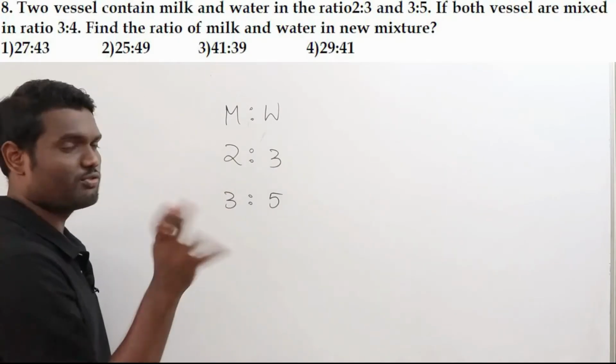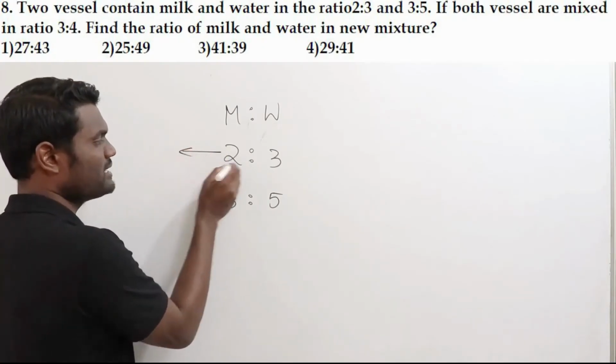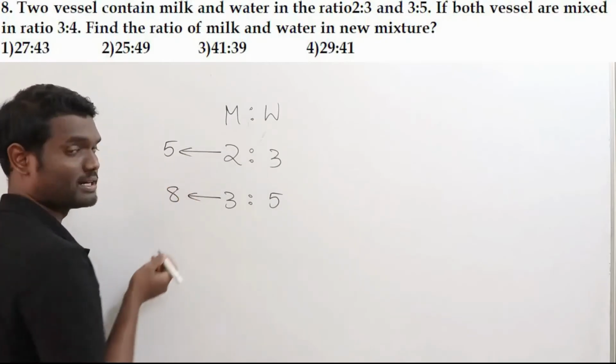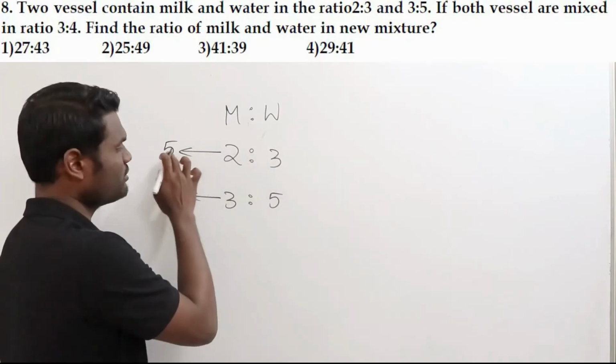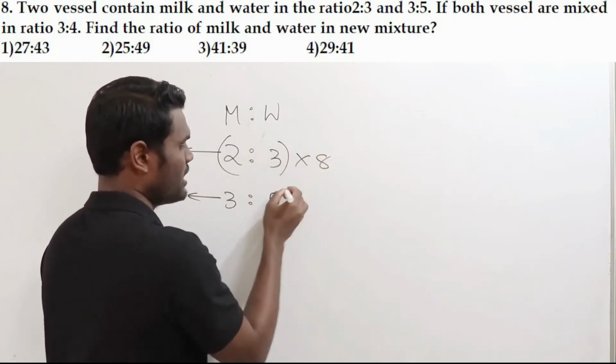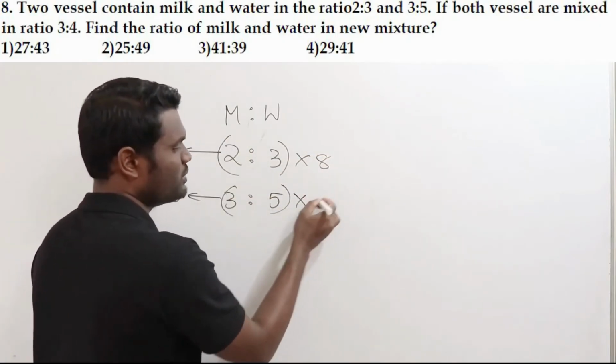Yes, if it is 3:4, it's not a problem. So 2 plus 3, this will be 5 parts. 3 plus 5, this will be 8 parts. Now what I told you, multiply below different, above, multiply above and below. Now it's 8 parts, so multiply this with 8. Now this is 5, multiply this with 5.